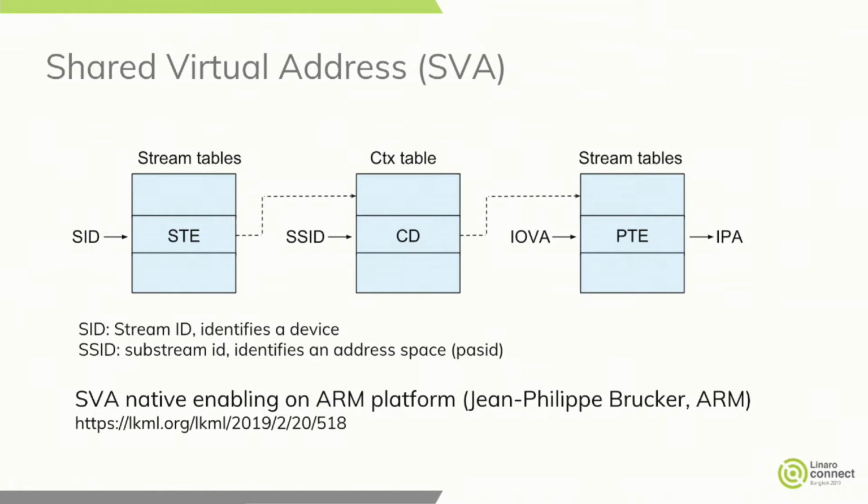Then, for different processes on one accelerator, how do we distinguish them? There we use the SSID, the substream ID. In PCIe we call this the PASID, but the purpose is to identify the different processes. With the help of the SID, we can translate VA to IPA. This SVA native support on ARM is now being worked on by Jean, who is from ARM. This table is just stage 1. Currently, stage 2 is still not supported in the kernel. So here is just an example.